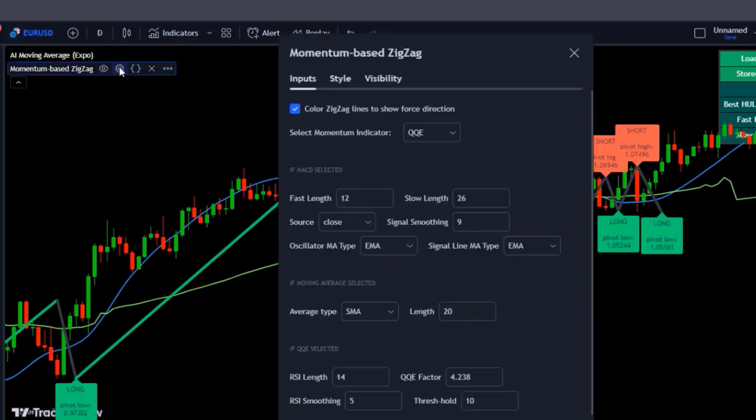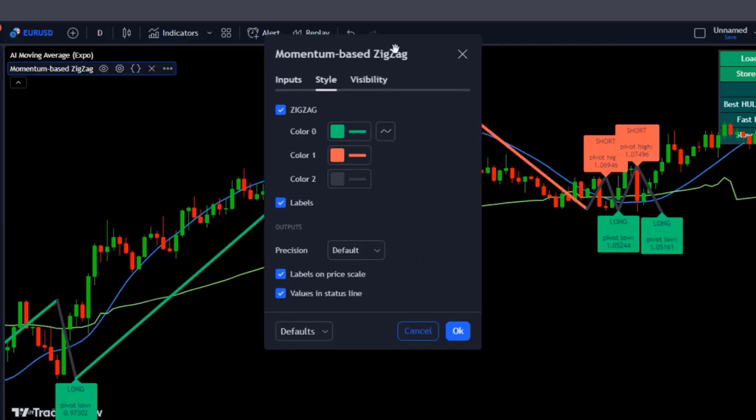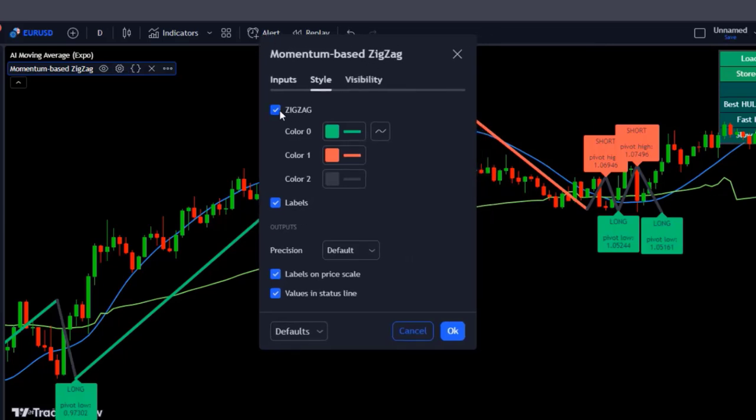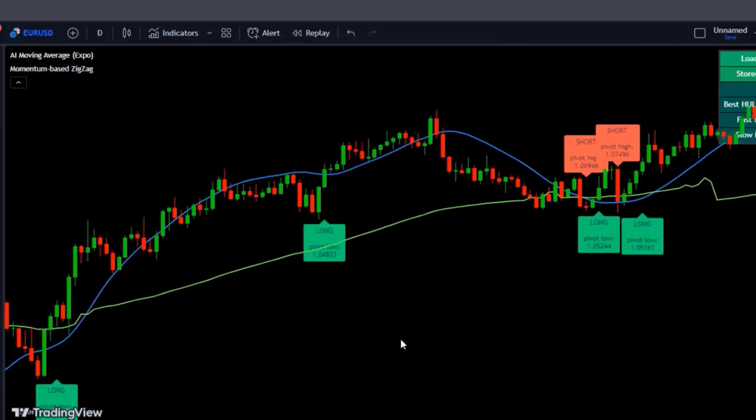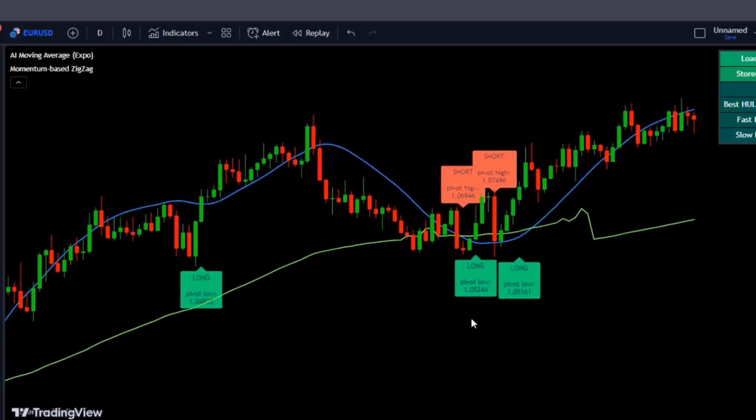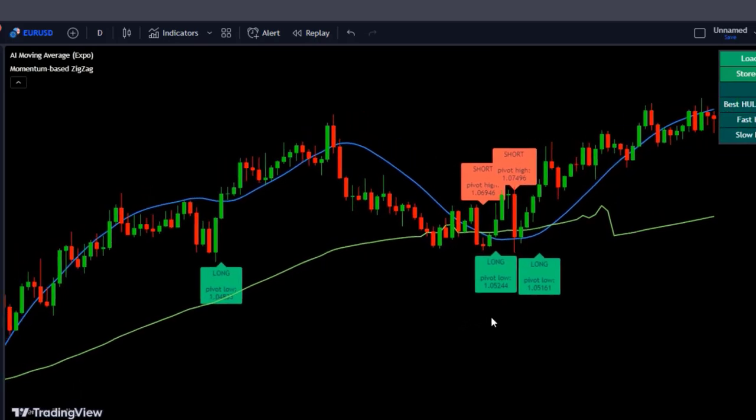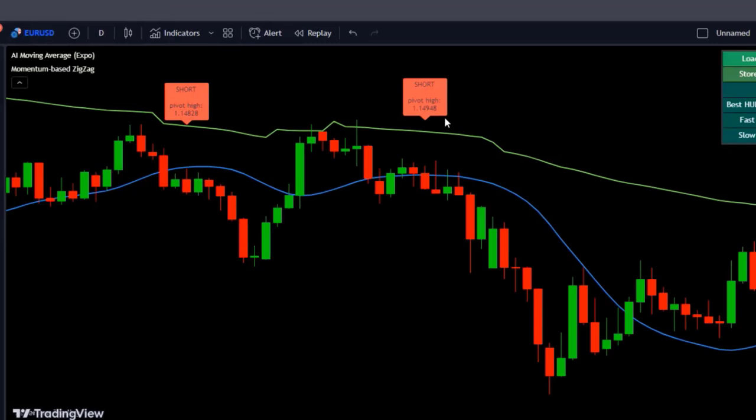The indicator offers many customization options as well. However, we won't change the inputs. The only thing we will do is uncheck the zigzag to make the chart cleaner. As you can see, the indicator issues buy and sell signals that are very easy to follow. In conjunction with the machine learning moving average indicator, the momentum-based zigzag accuracy is higher than you might think.